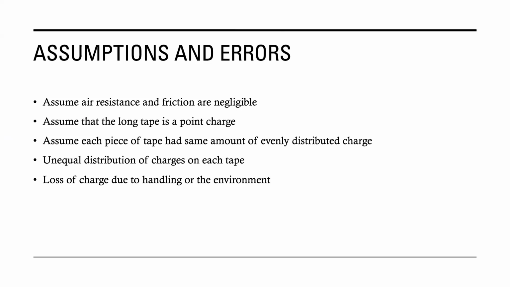Assumptions and errors. Assume air resistance and friction are negligible. Assume that the long tape is a point charge. Assume each piece of tape had the same amount of evenly distributed charge. Errors include unequal distribution of charge on each tape, and a loss of charge due to handling or the environment, like the tape getting stuck to our hand and losing its charge.